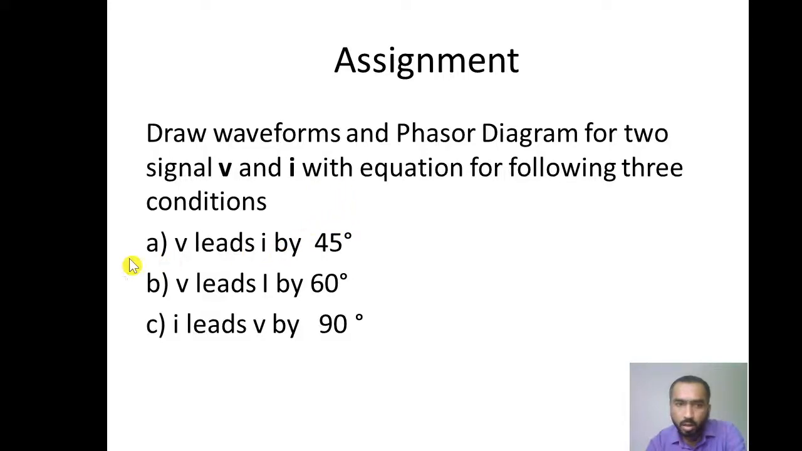What is the first condition? Voltage leads current by 45 degrees. The second condition is voltage leads current by 60 degrees, and in the third condition current leads voltage by 90 degrees. Okay, you have to complete this assignment.